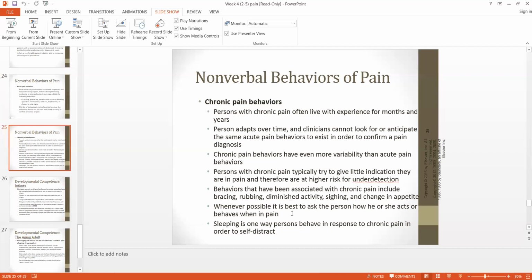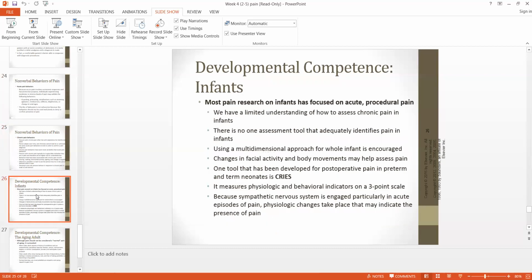I stop talking. I go into my room. I don't want to be around certain people, all different kinds of expressions. And sleeping. When a person is sleeping excessively, that's a huge cue to whether they're in pain or not.